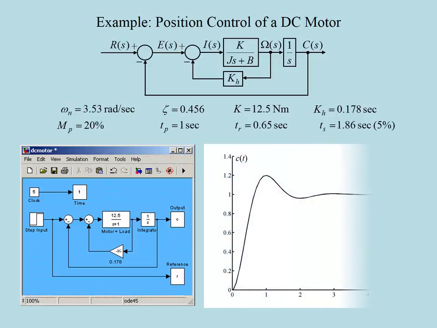The graph here shows the output c of t obtained from this simulation. Note that the output rises up to 1.2 around t equals 1 second, which is as demanded by the transient specifications. And this brings us to the conclusion of this video.